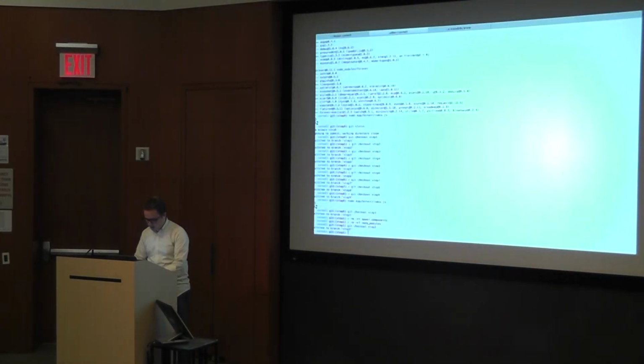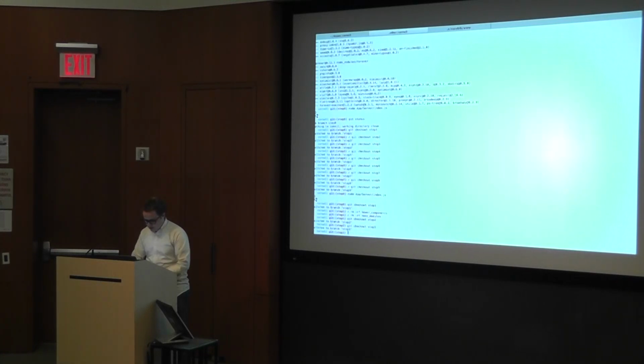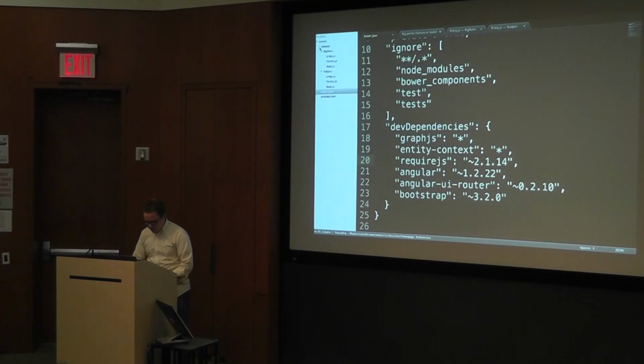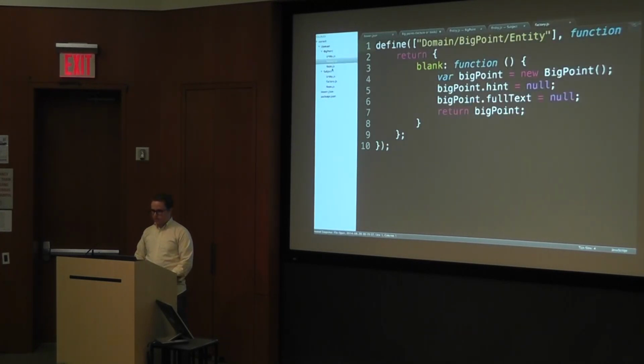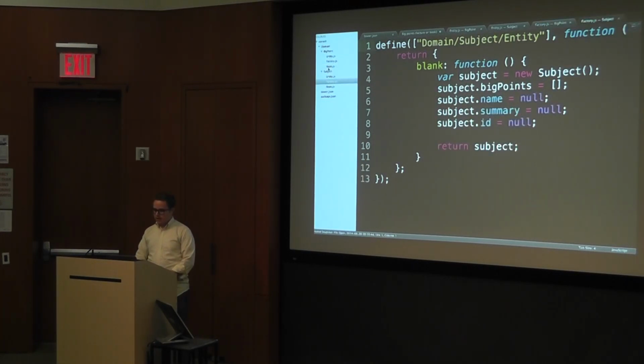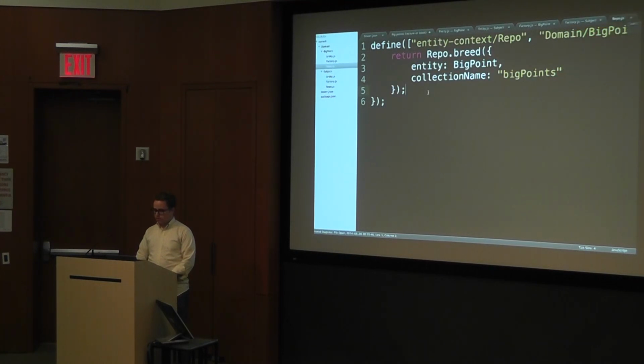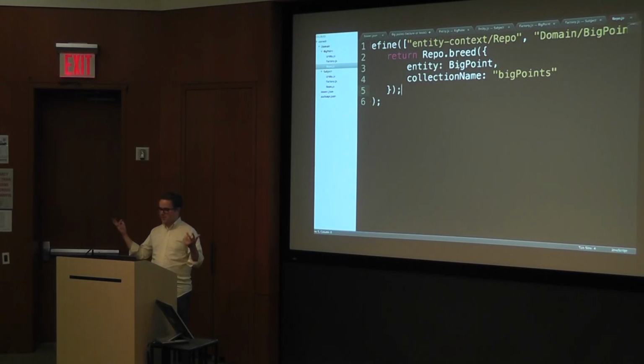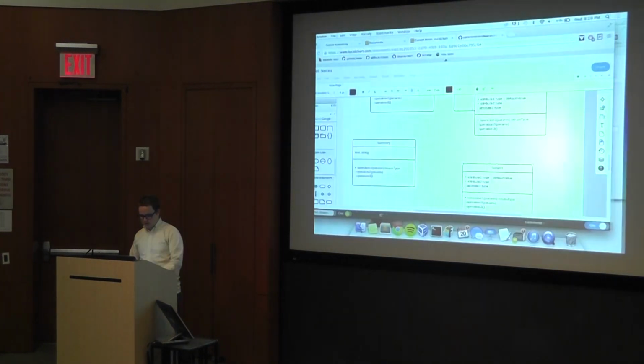So after I've defined my entities, then I'm going to add a couple of other things. A factory for giving me blank entities, basically a blank big point and a blank subject. And I'm also going to add a repository. So I'm just going to take this base class called repo, and I'm going to breed it or extend it so that it has these different parameters so that it can pull these things out of local storage.